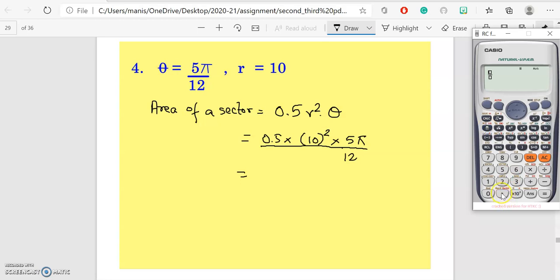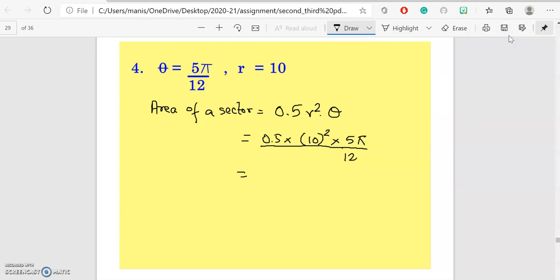So 0.5 times 10 square is 100. So I just wrote 100 over here, times 5 pi over 12. Divided by what? 12. So my final answer is 125 pi over 6, or 65.44 unit square. 65.44 square units. Why am I writing square units? Because if you look at the question, I have not been given any unit after 10. So I assume some unit over there. So that's why I wrote square units.